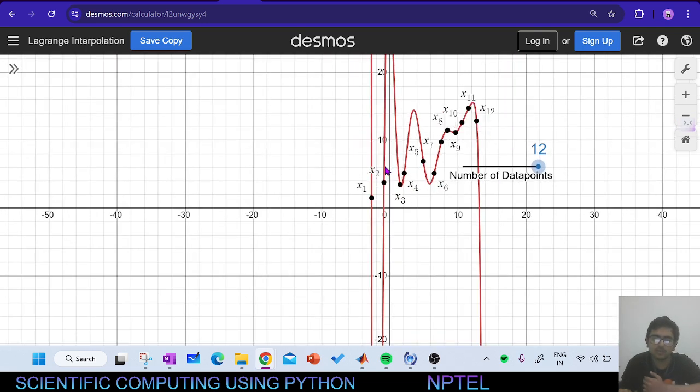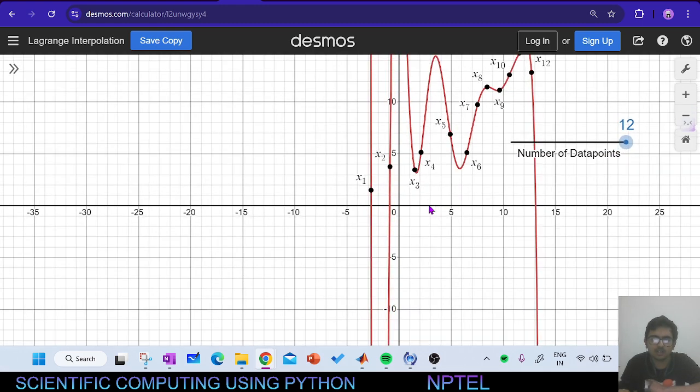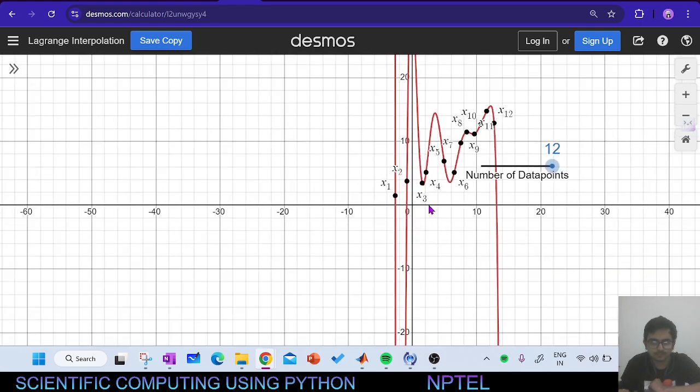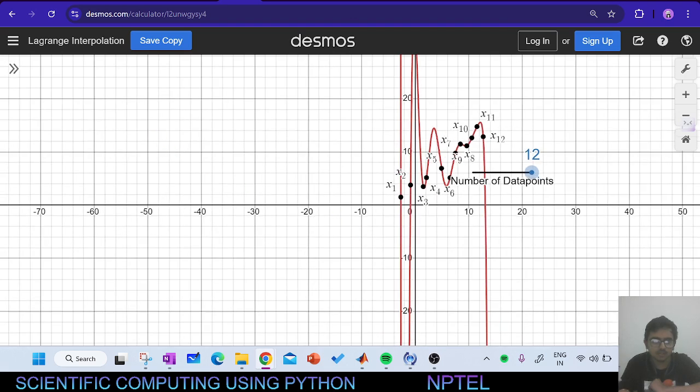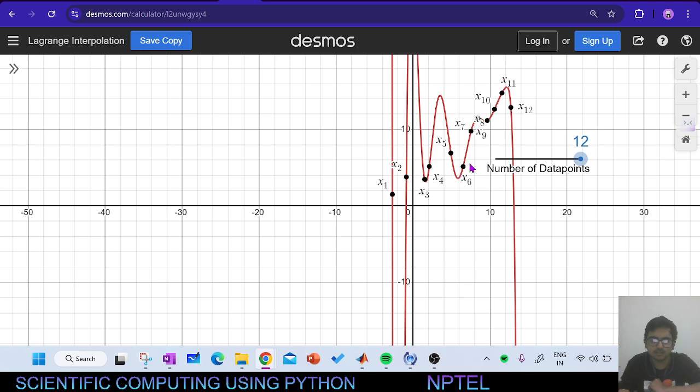Because when you have large number of data points, now imagine we have 100 data points so that you have 99-degree polynomial. Then it's going to have this large fluctuations. And we definitely don't want it. Okay. So you can play around with this. It's very fun, if nothing else.